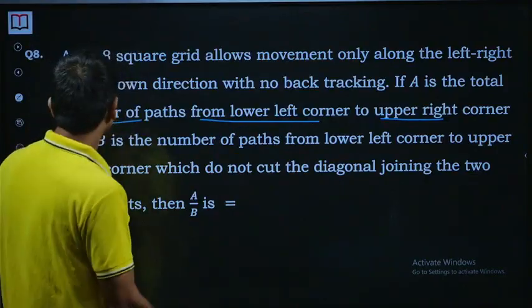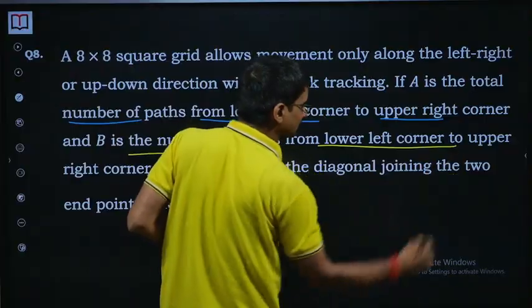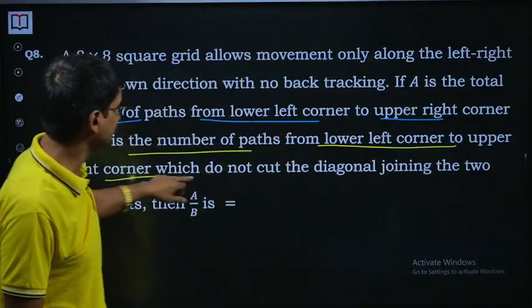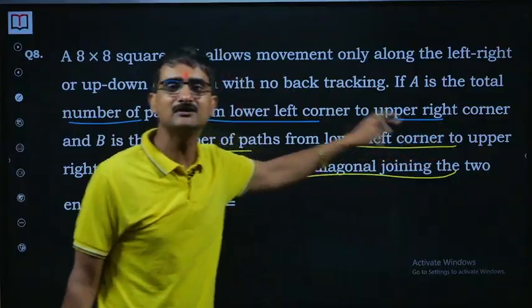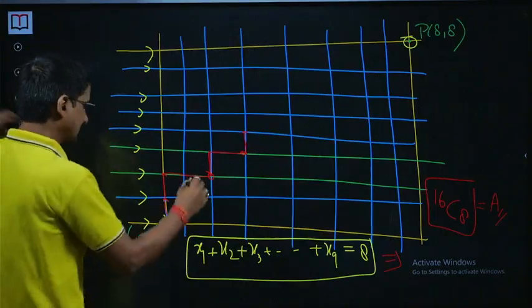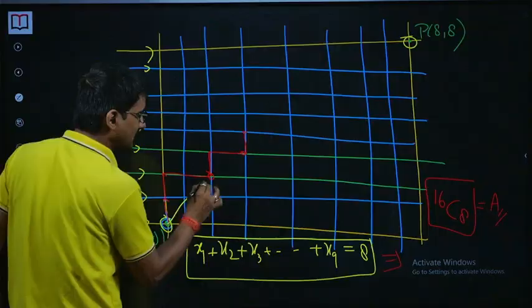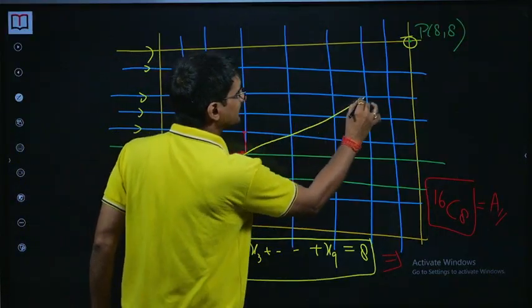The second part is interesting. It says B is the number of paths from the lower corner to the upper corner which do not intersect the diagonal joining the two corners. Okay, so if I draw the diagonal here, it might not be the clear-cut diagonal.